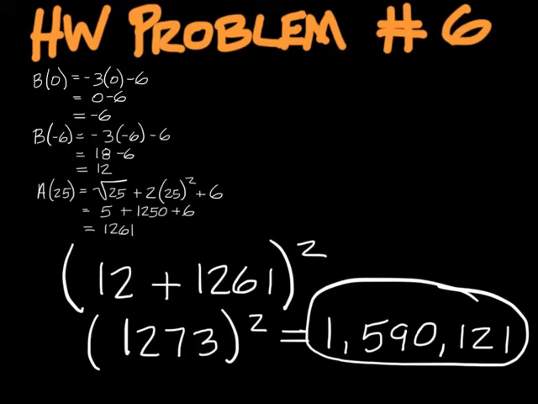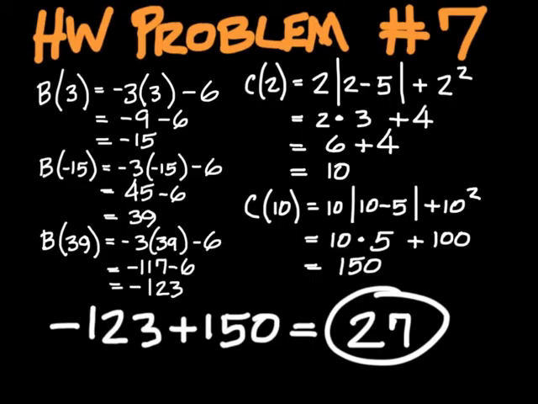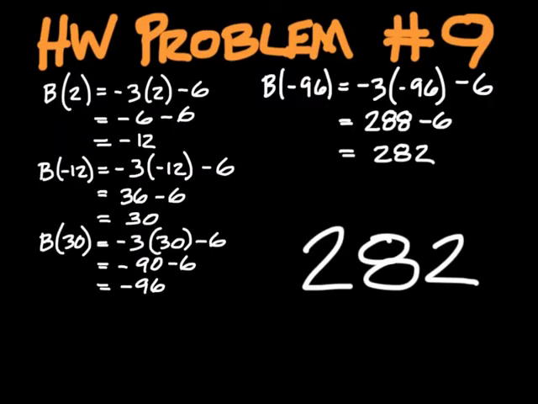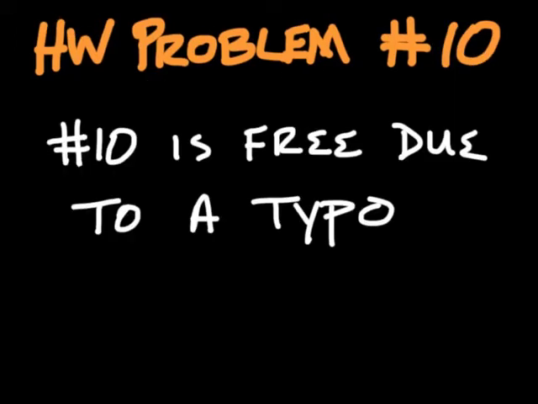6 is 1,590,121. Number 7 is 27. Number 8 is 40. Number 9 is 282. Oh, well, number 10 is free because it was a typo, so I'll give that to you. Any questions about the homework?